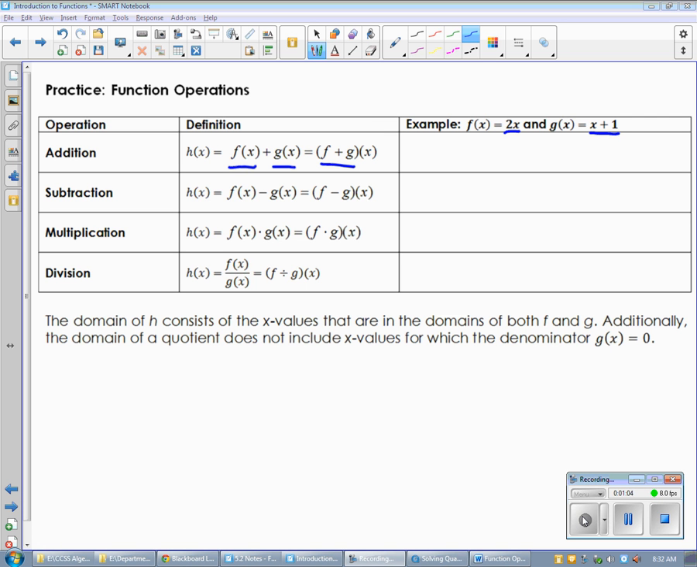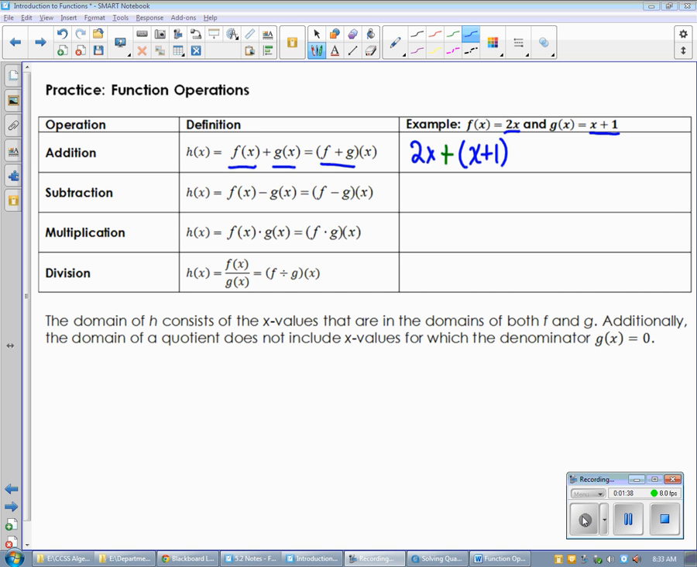So if I wanted to add these functions, that's exactly what I'm going to do. I'm going to take f of x and substitute in the 2x, and then I'm going to add the quantity g of x. And actually, let me do these in two different colors so that you can see. Sometimes we have to be careful when we're adding functions, or particularly when we're subtracting, multiplying, and dividing. We have to remember that our functions come in quantities. So if I wanted to add my g of x function, I have to remember that it is the quantity x plus 1.